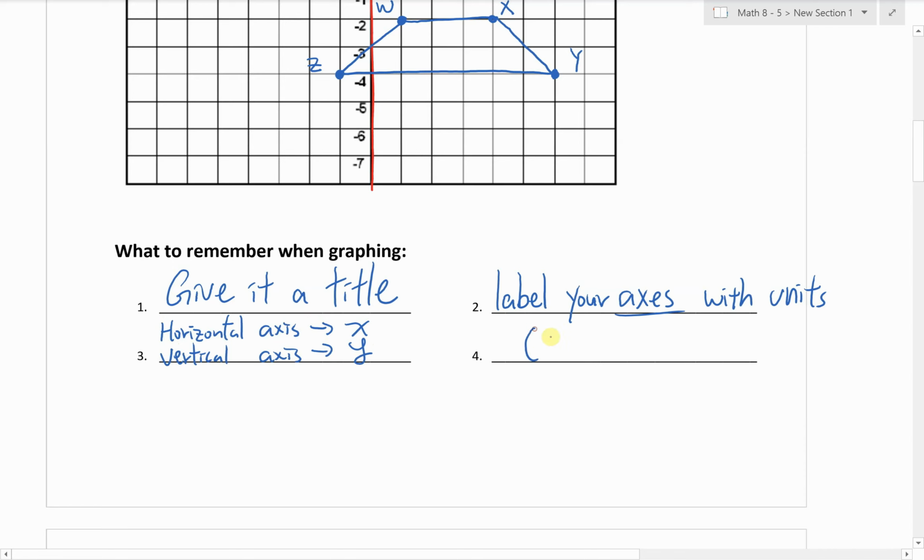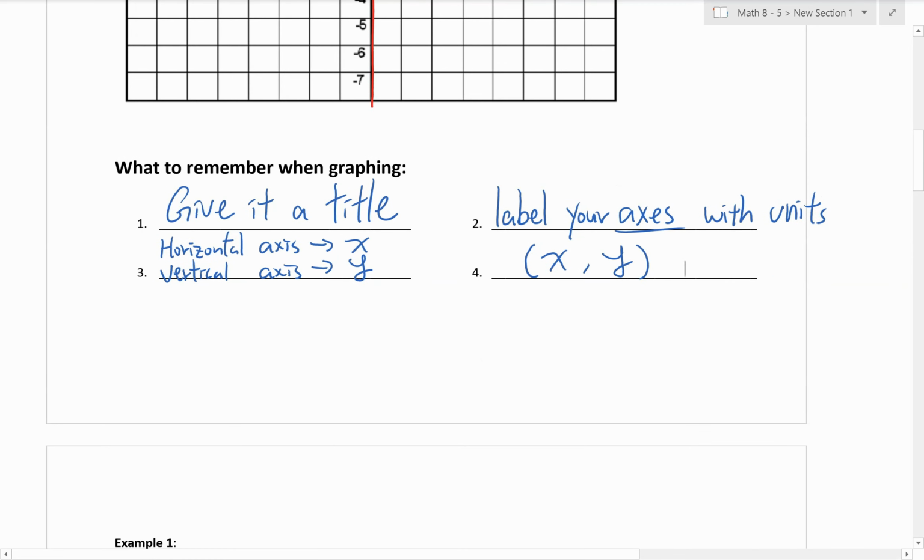And finally, we have the coordinate pairs, x comma y. That's x and that's y. I don't know why I drew an arrow here. Okay, so x comma y, right? The first number is the x value. The second coordinate number is the y value. And again, x is the horizontal axis, y is the vertical axis. Okay, so those are the things that you gotta keep in mind.